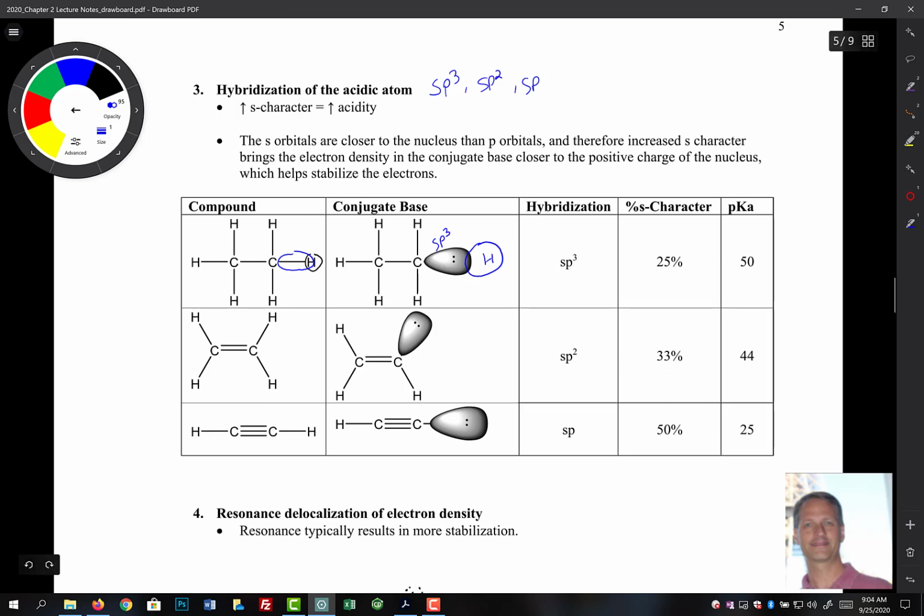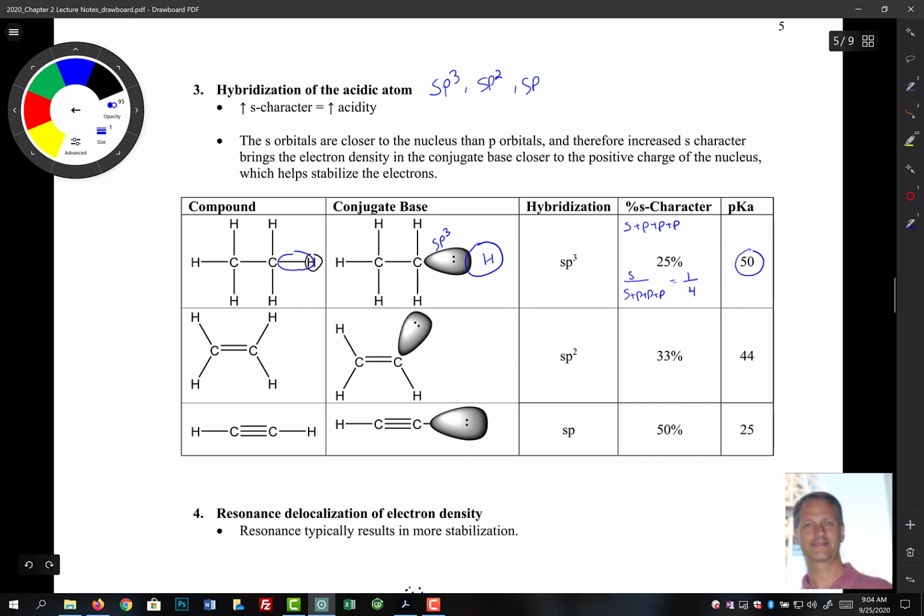And the percent s character is pretty easy to figure out. We have a total of 4 orbitals: an s plus a p plus a p plus a p. Remember, that's how we add them together to get sp3. One of those is s, so we have s divided by s plus p plus p plus p, which is 1 over 4, or 25%. The pKa of that is around 50.